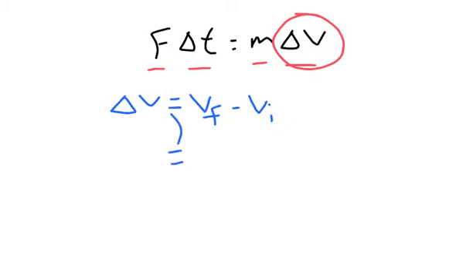If you start at 8 and come to a stop, then VF is going to be 0. You're going to do 0 minus 8, and you're going to get a negative 8 meters per second. That's if you go from 8 into something and then stop.